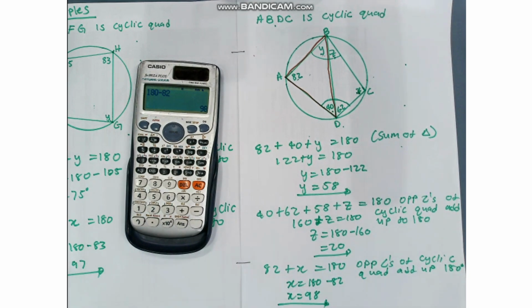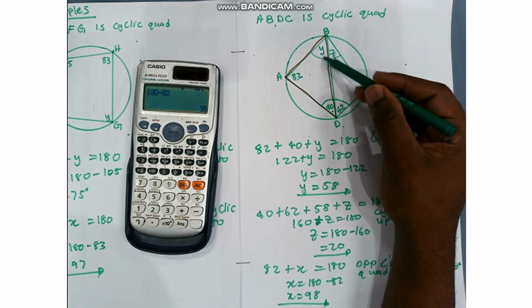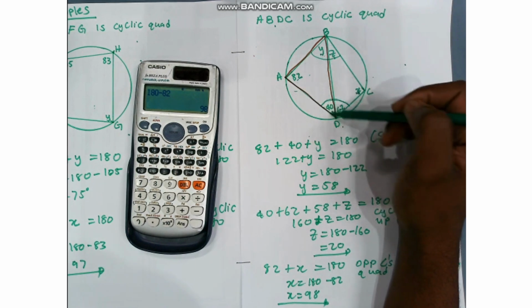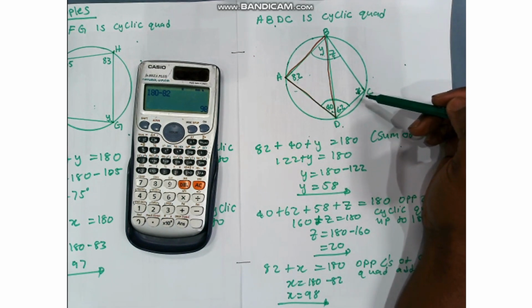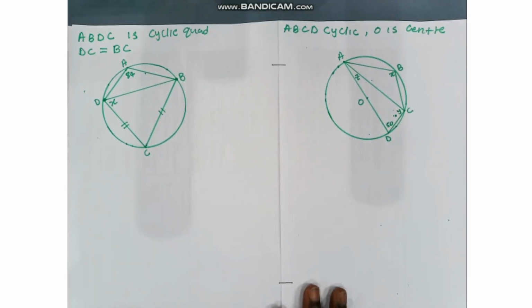I hope you understand it. Two opposite angles of a cyclic quad add up to 180. But if you also have some triangles there, make sure you use the sum of a triangle if you see that the two opposite angles have two unknowns. Try to find another unknown using the triangle, the way we did it here, if it's possible. Thank you so much.